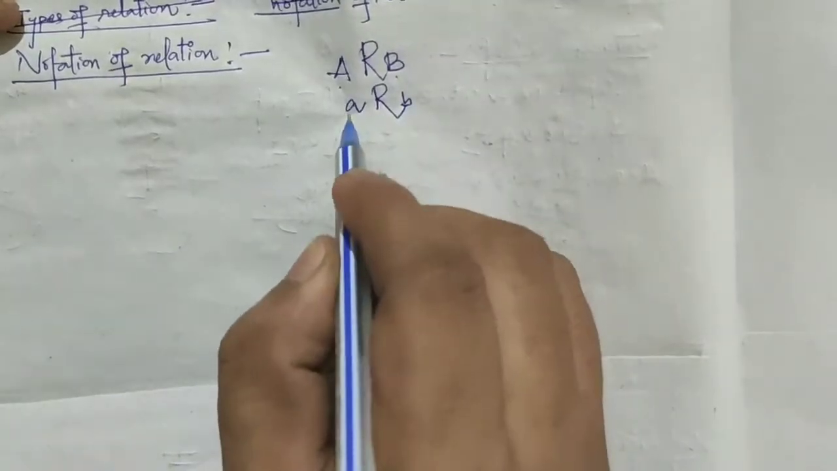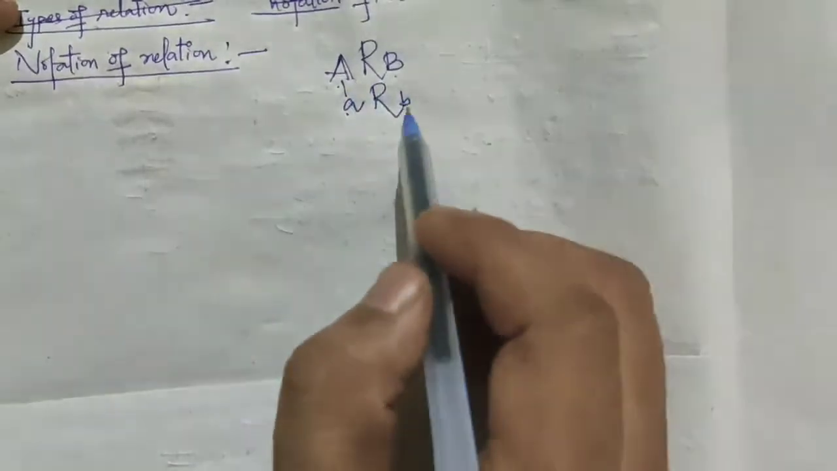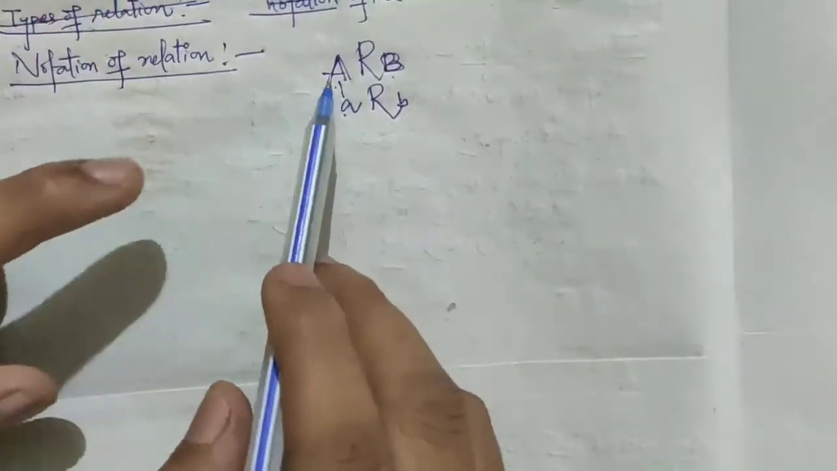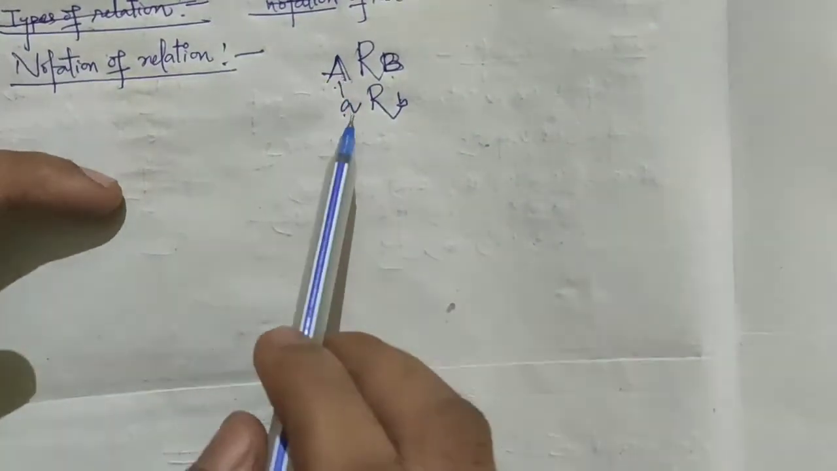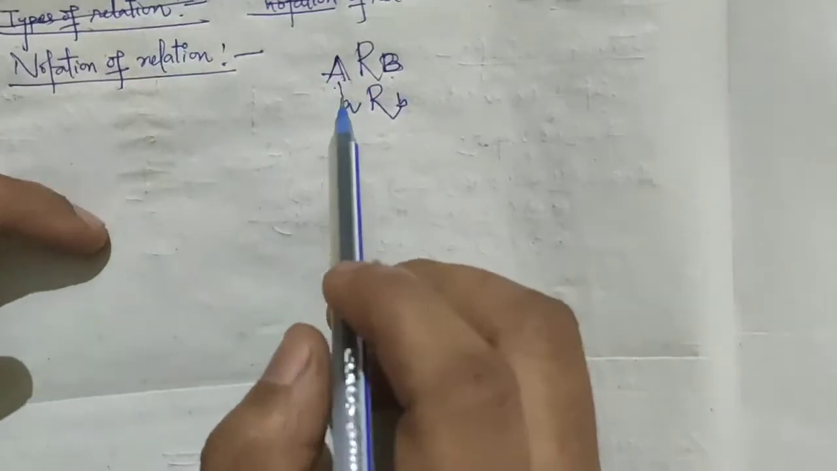So this element must belong to the A set, and this element must belong to this B group. Otherwise you can relate any two members from the same group. There are different names: reflexive, symmetric, anti-symmetric, transitive relationship. There are so many relations. I am going to discuss them after some time.